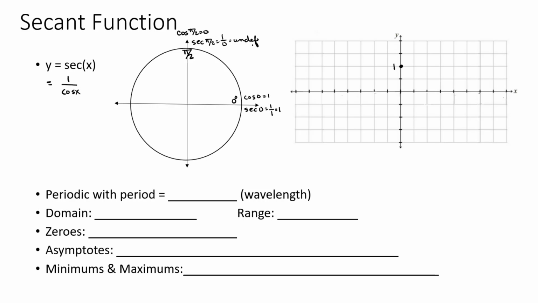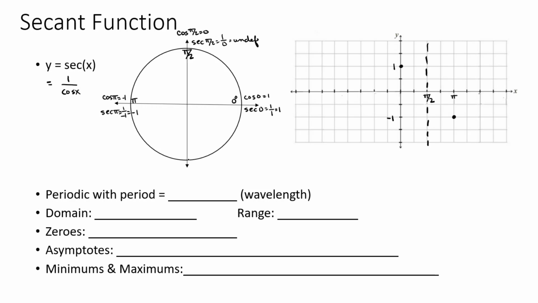Now, we know from studies on rational functions that this means there is a vertical asymptote at pi halves. So I'm going to mark pi halves and put a vertical asymptote. Okay, so let's keep working our way around the circle. At pi, cosine is -1, which means secant is 1 over -1, which is -1. So at pi, I'll plot a point at -1.